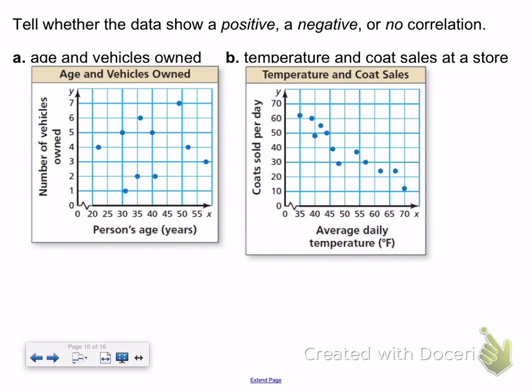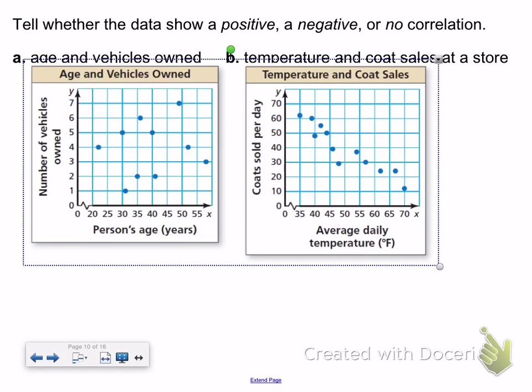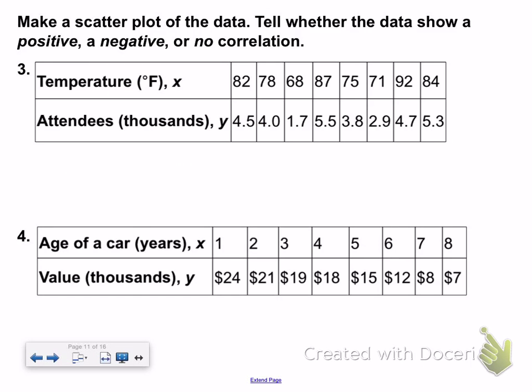Are you able to tell me if it's positive, negative, or no correlation? Okay? Now, the next one says make the scatter plot of the data. Remember, your scale doesn't have to be the same for the X and the Y. All you're doing is making the scatter plot and looking at the graph and telling what kind of correlation it has: positive, negative, or no correlation. Questions? Thumbs. Mark? Okay. Next one.